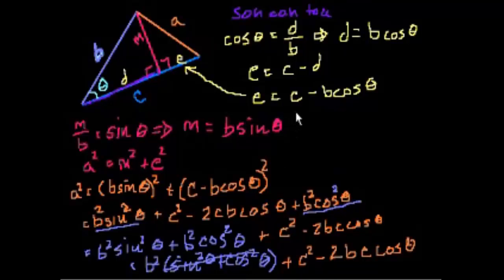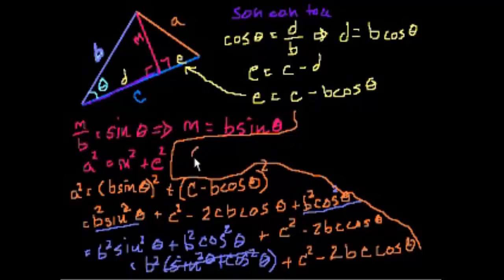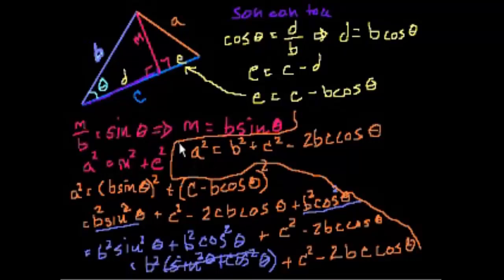So then we're left with, going back to my original color, we're almost there. A squared is equal to, this term just becomes 1, so we're just left with B squared, plus C squared minus 2BC cosine of theta. That's pretty neat. And this is called the law of cosines.